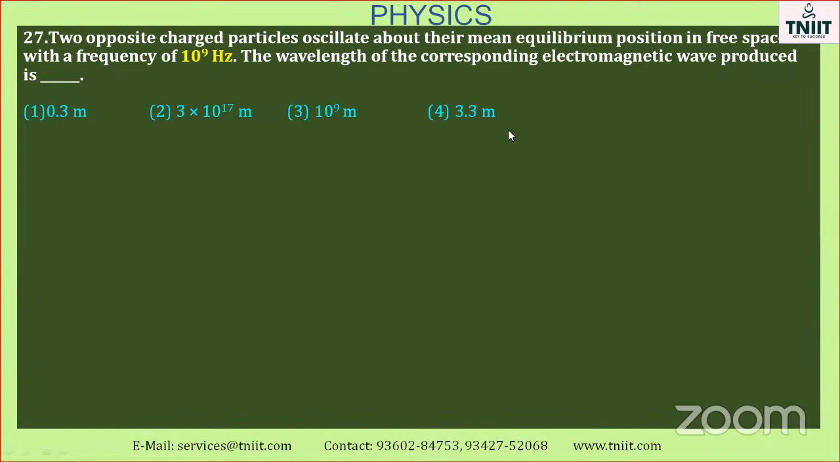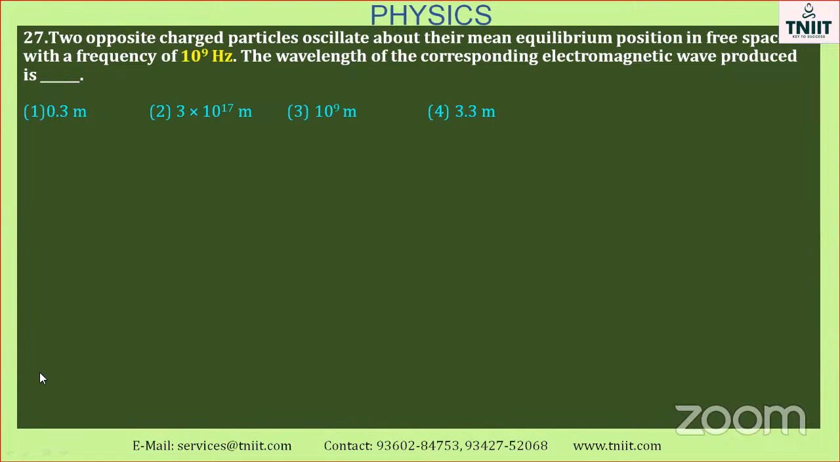Look at the next problem. There are two opposite charged particles that oscillate about their mean equilibrium position in free space with a frequency of 10 power 9 hertz. What is the wavelength corresponding to this electromagnetic wave? You know that an electromagnetic wave travels with the speed of light, isn't it?